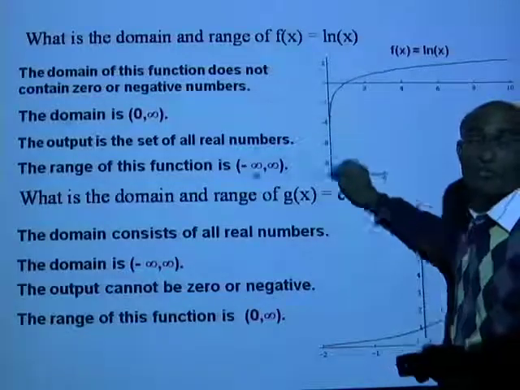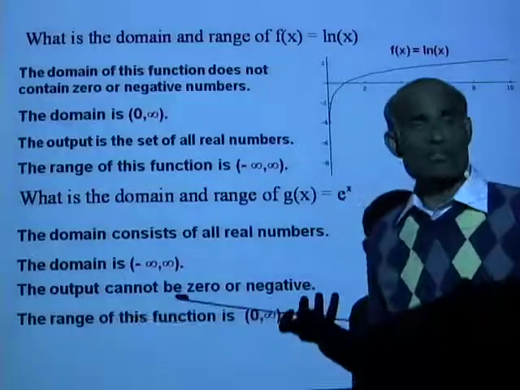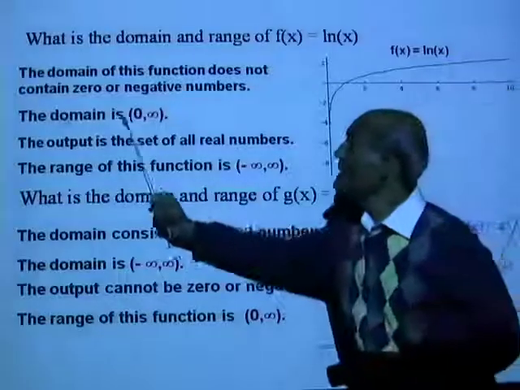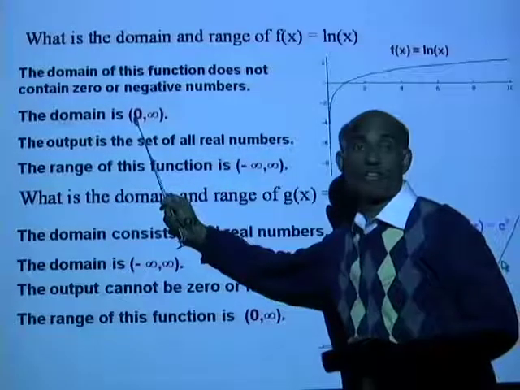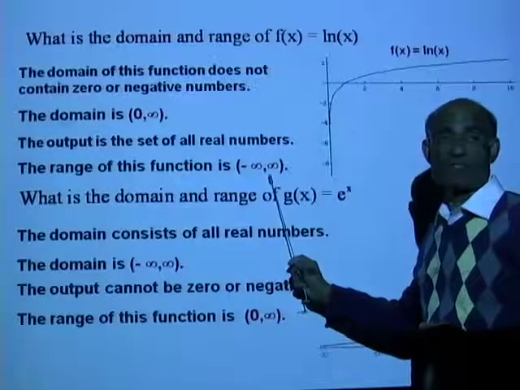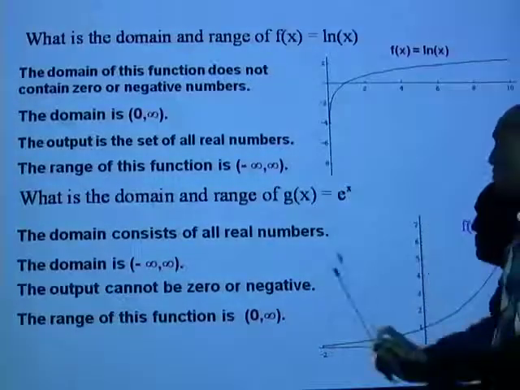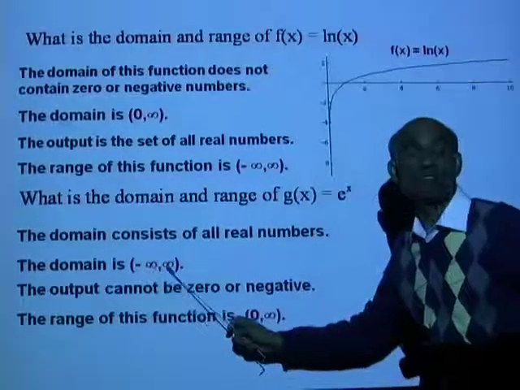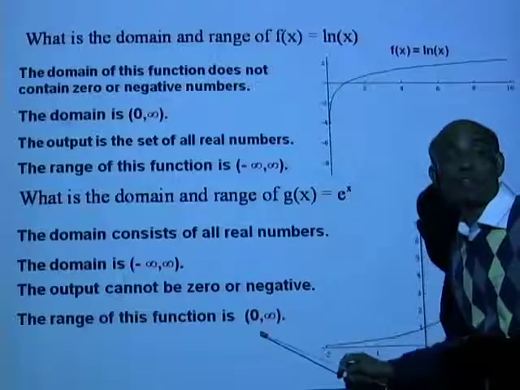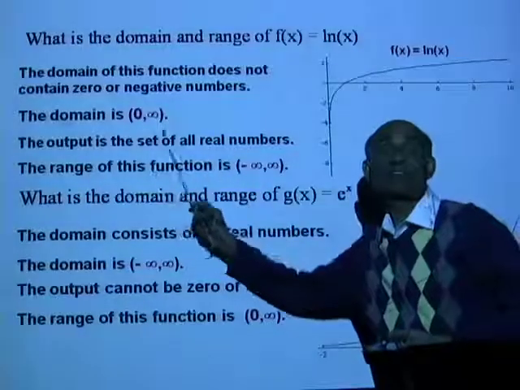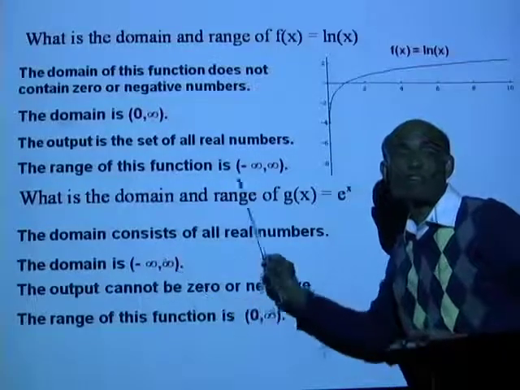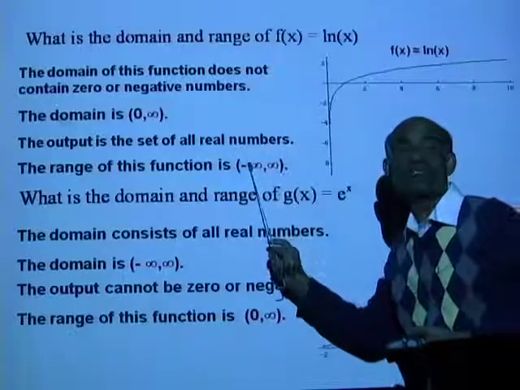Now if you look at these two functions, you will see something very interesting. What is that? The domain of the logarithmic function ln x is 0 to infinity. Its range is negative infinity to positive infinity. The domain of the exponential function is negative infinity to positive infinity. Its range is 0 to infinity. You see that? The range of the exponential function is the same as the domain of the logarithmic function. The domain of the exponential function is the same as the range of the logarithmic function.